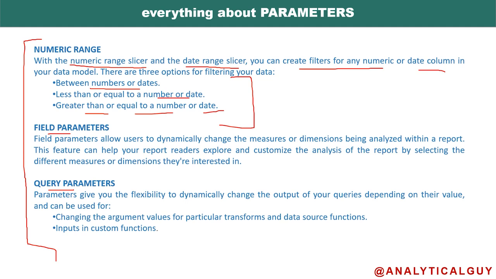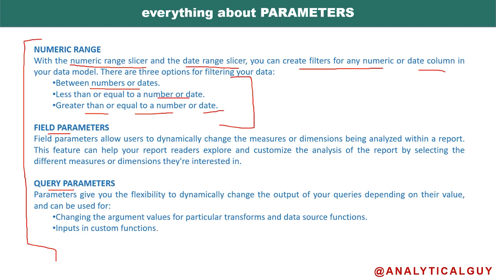The second option is that you can create a range. For example, you want a set of numbers from 0 to 20 with an incremental step of, let's say, 2. So you want numbers like 0, 2, 4, 6 till 20. You can create that kind of list of numbers using numeric range.